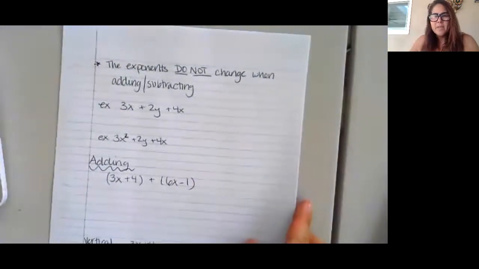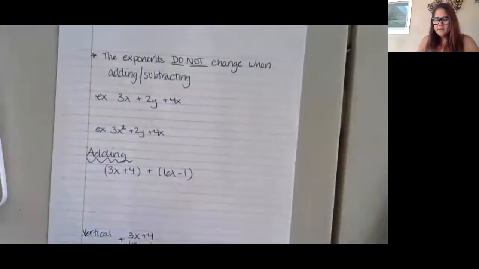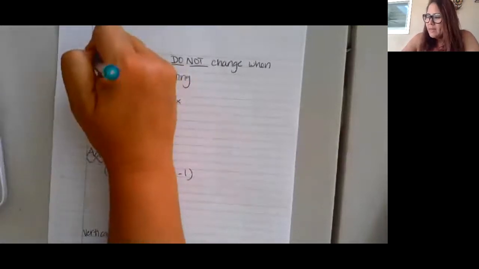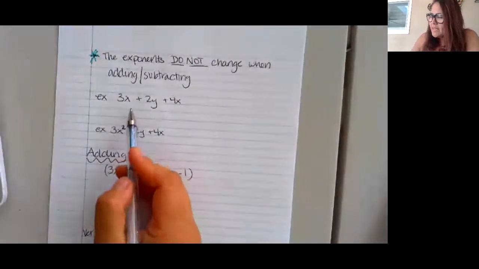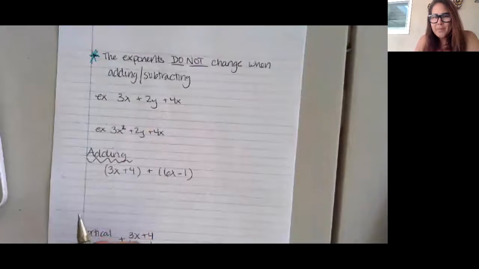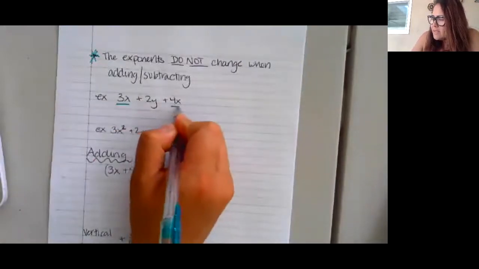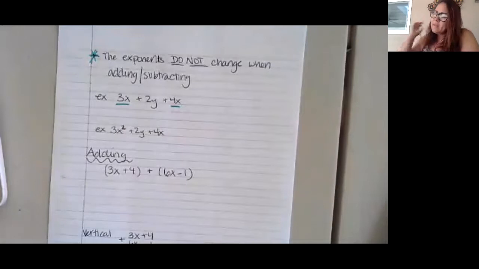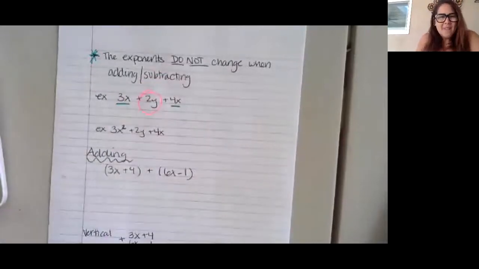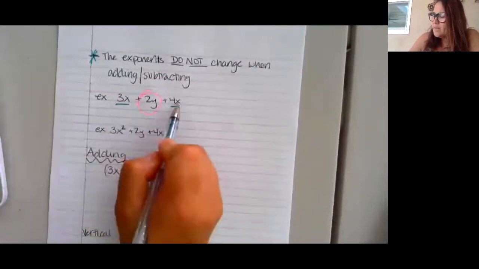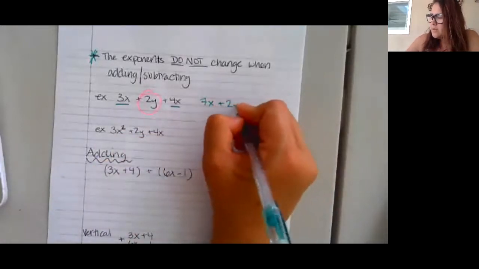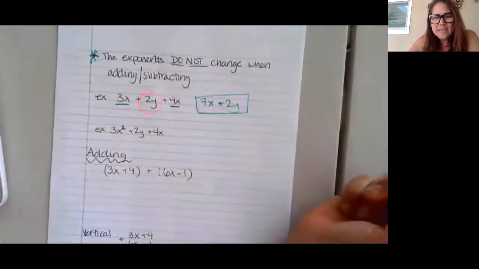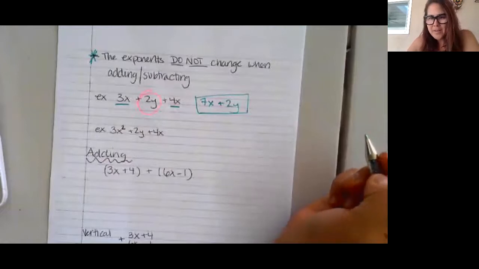Okay, so the exponents are not going to change when you're adding and subtracting. Make sure that's something that you kind of get into your head. The exponents do not change when you're adding and subtracting. So when I have this example, I like to do these in different colors when I'm combining like terms. I have 3x and 4x. Those are my like terms. This guy right here, I'm going to circle him. I have nothing else to combine him with. So based on the rules, my exponent stays the same. I'm going to get 7x plus 2y. And that is your answer. That's as much as I can simplify. I can't do anything else.